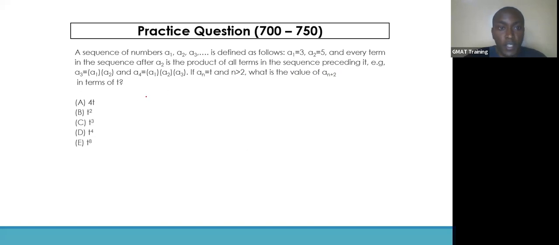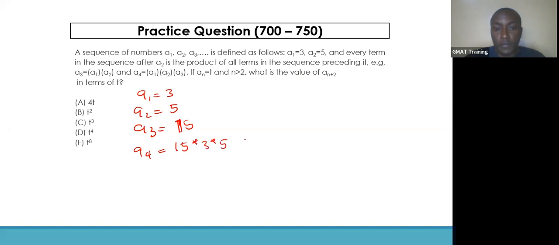Right, so let's see if there's a pattern here. So we have A1, this is a problem solving question. This equals 3, A2 equals 5, A3 should be 5 times 3. Yeah, 5 times 3, this is 15. And then you'll have A4 as the multiplication of all those, 15 times 3 times 5. This should be 15 squared, since this is 15.